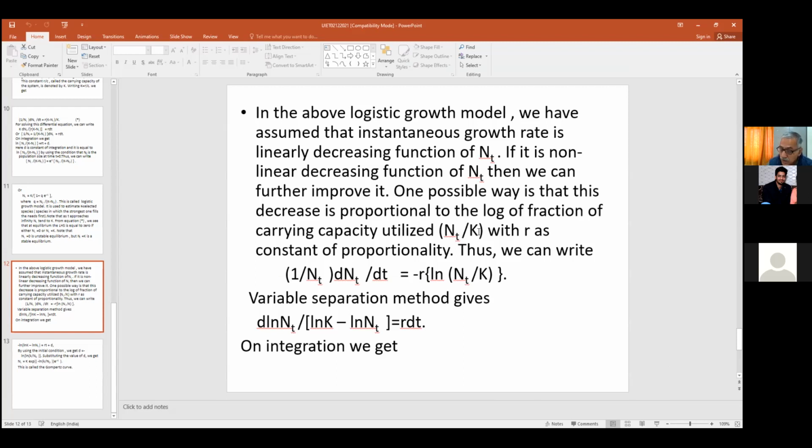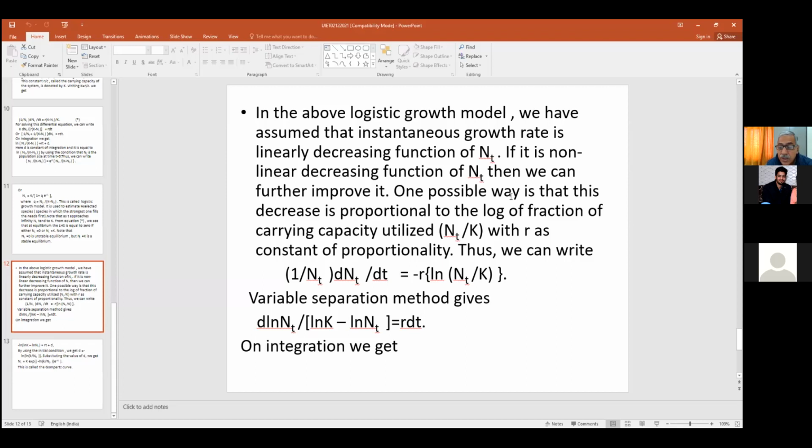So what is this? The fraction of carrying capacity. Total carrying capacity is K and this is being utilized. N_t over K is the maximum. So N_t is always less than or equal to K. So this is a fraction lying between 0 and 1. Let us say this is 0.80. It means 80% of the carrying capacity is used. If this fraction is 0.9, then 90% of the carrying capacity is utilized.